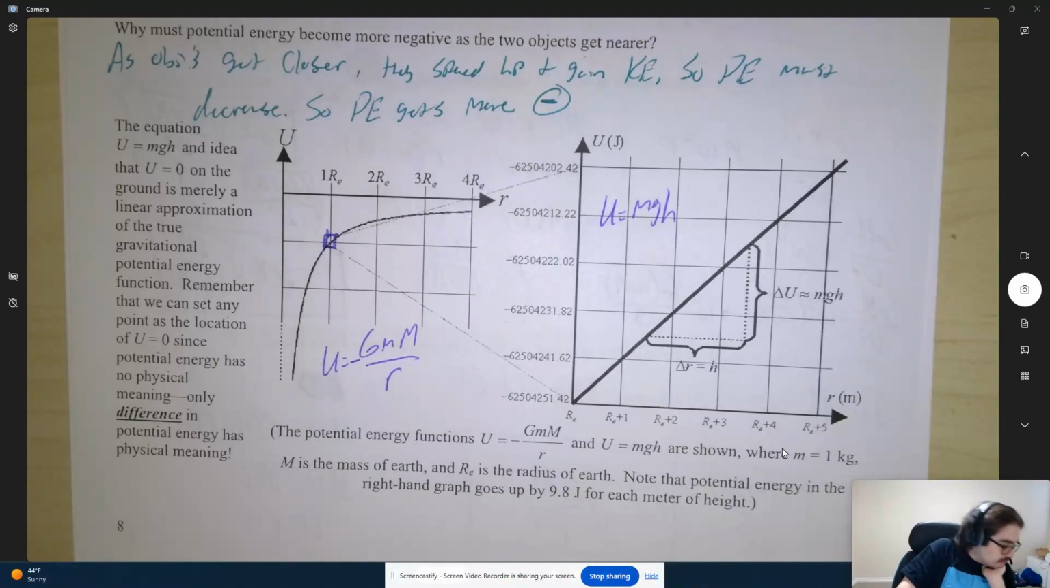All right. Well, that is gravitational potential energy. All right. Have fun.